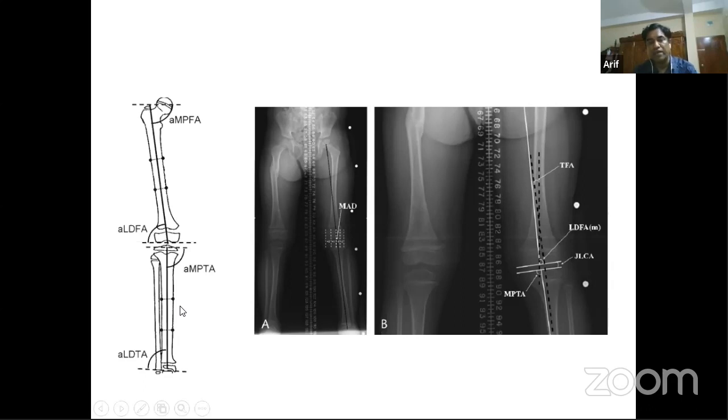But how to draw a line in the pediatric age group, especially when the epiphysis is not grown to full size up to the age of 10, there is the problem. So in this lecture, I want to emphasize the pediatric points to calculate or draw these lines. You already know that the center of the head is usually the center of the epiphysis on the neck side. And the mid diaphyseal line is very easy. Everyone knows how to draw it.